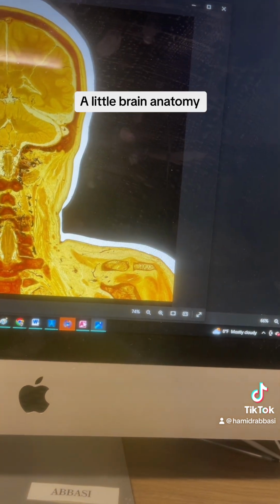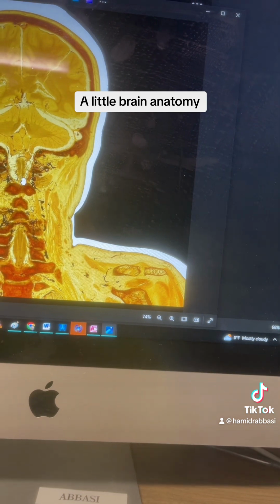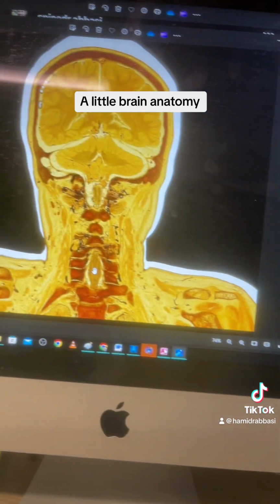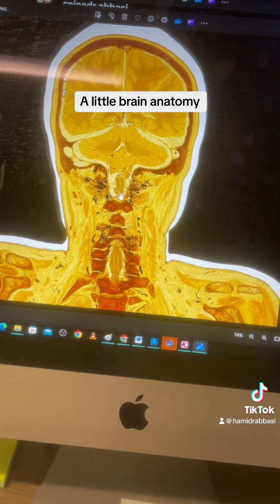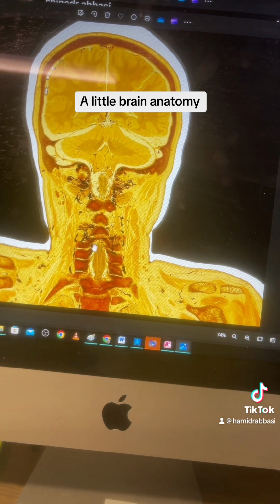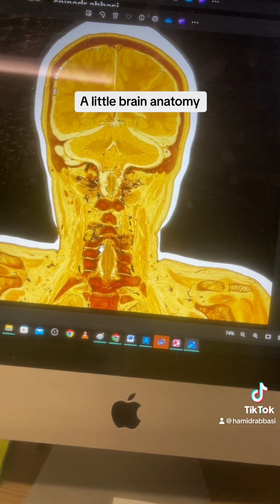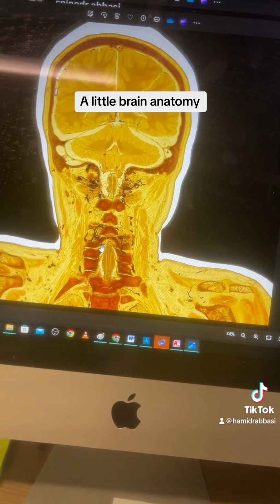Well, why does the spinal cord stop here and start here again? I am comfortable with saying I don't know.